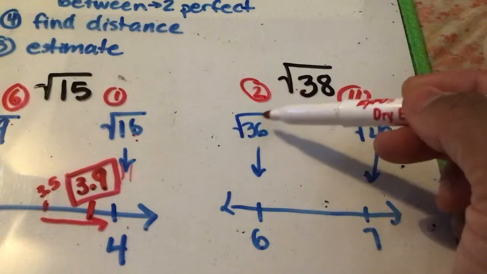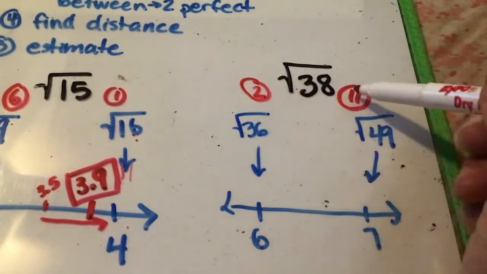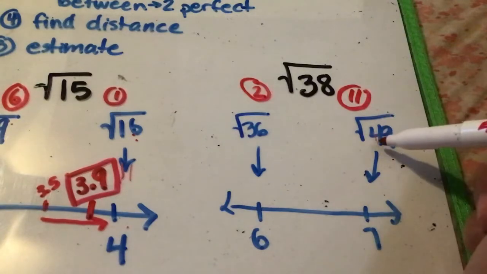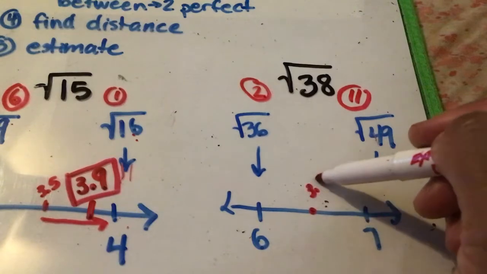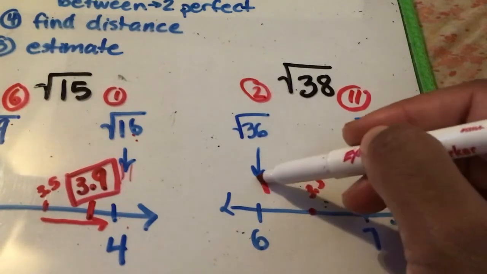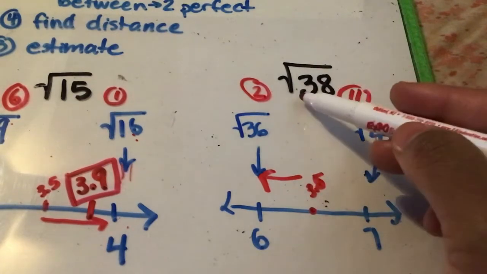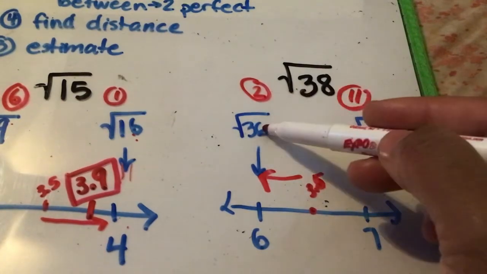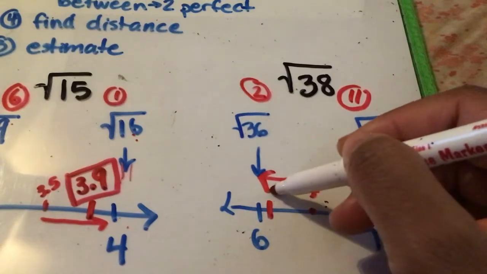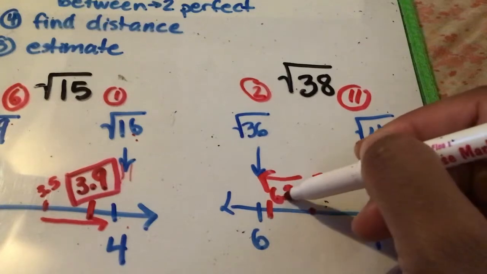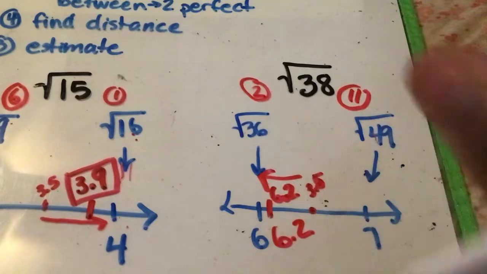So I could see I live 2 houses away from 36. I'm going to be a lot closer to 6 than I am to 7. I live 11 houses away there. So if I think about my halfway mark as a 6.5, I definitely want to be on the lower end of that. This one's actually really, really close to 36. I'm going to do like a 6.1 or a 6.2. We're estimating, so it's not going to be perfect. That's hard to see. Sorry, 6.2.